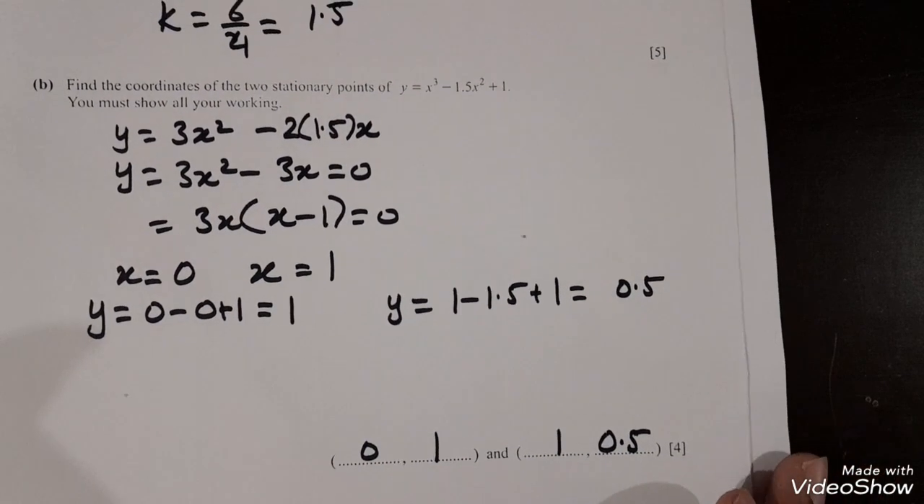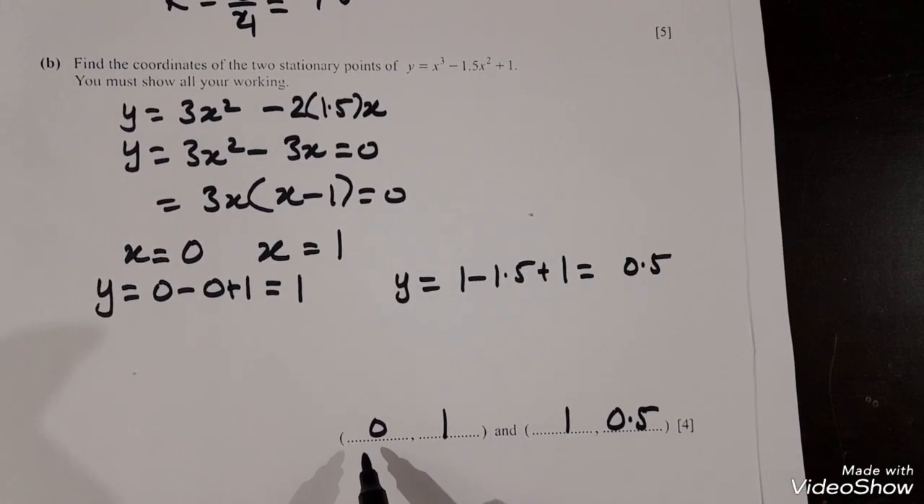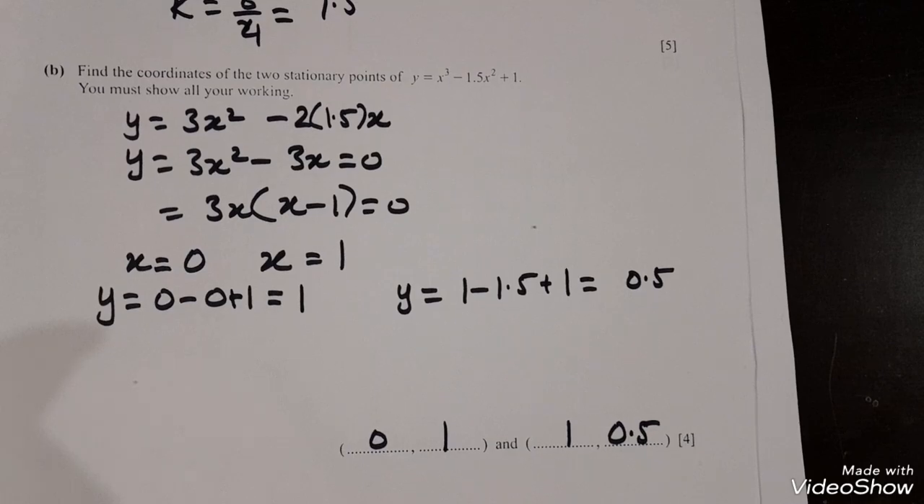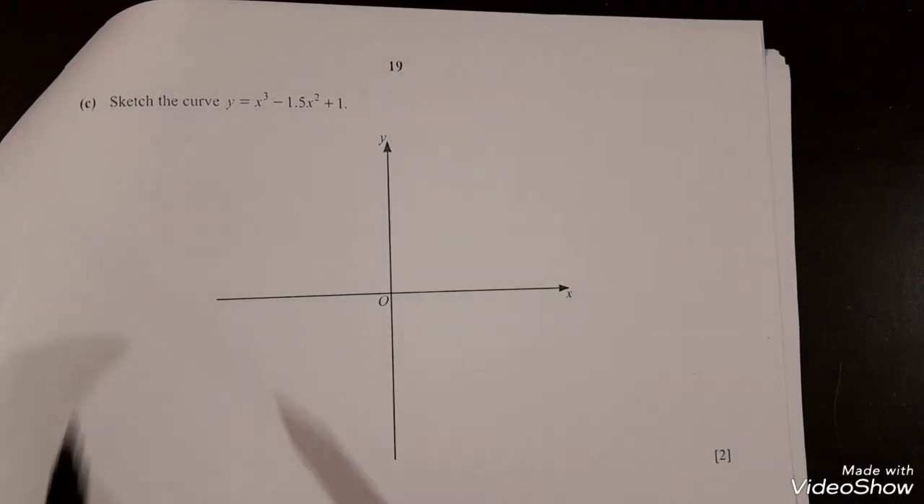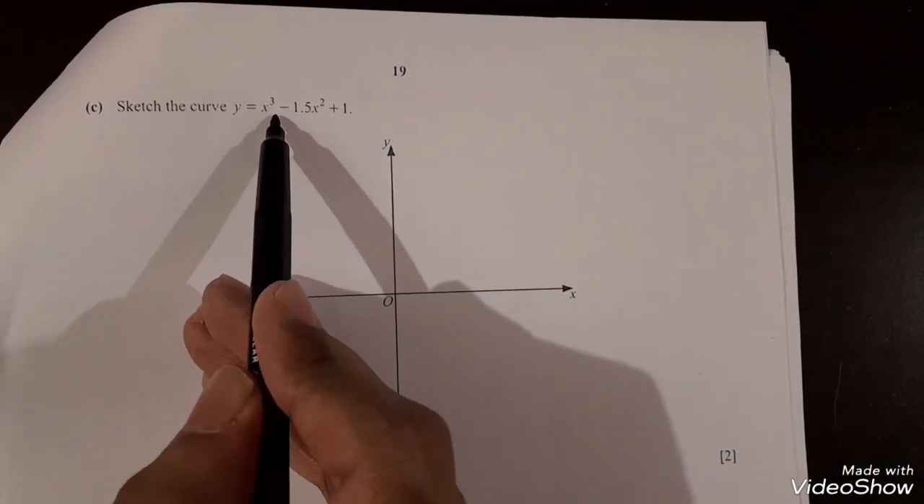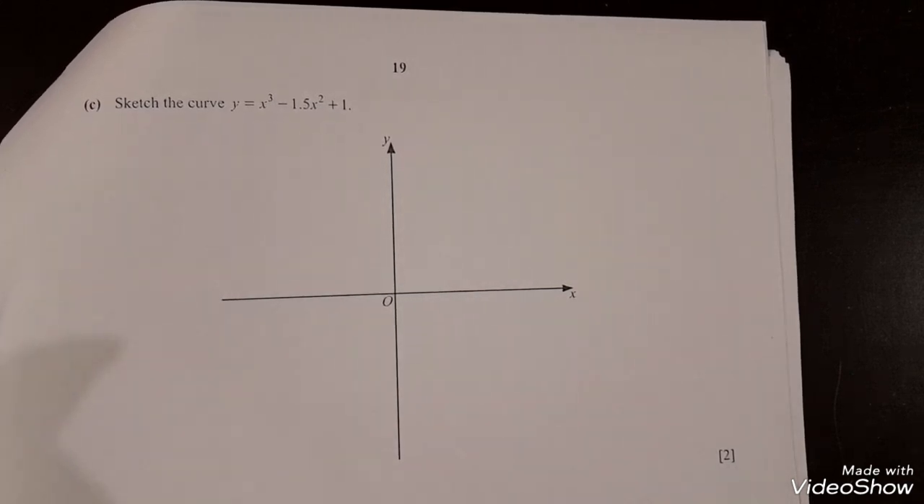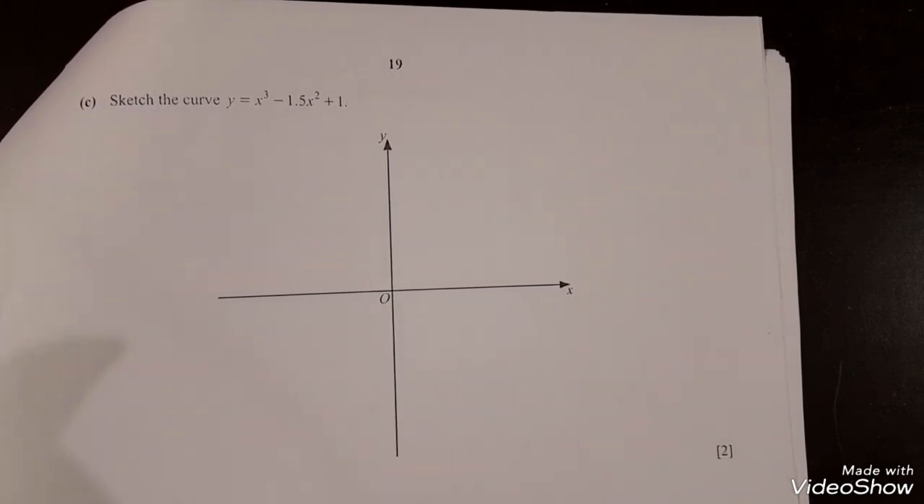So this is how we will do. First graph point will be 0 and 1. Second will be 1 and 0.5. Part C states sketch the curve y is equal to x cubed minus 1.5 x squared plus 1.